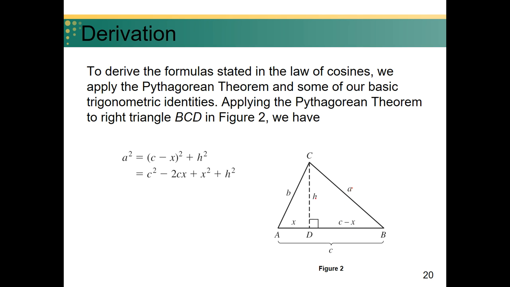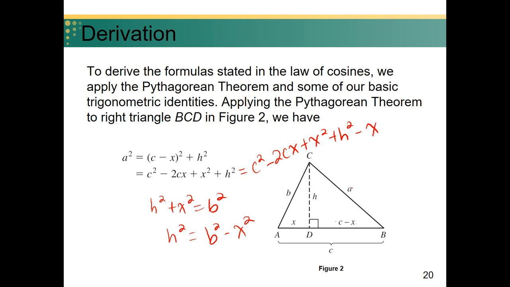So on the one hand, a squared is h squared plus (c minus x) squared, which then gets FOILed out here. And then on the other hand, h squared plus x squared is b squared from this little triangle, so h squared is b squared minus x squared. So this is c squared minus 2cx plus x squared plus h squared, b squared minus x squared. So those go.